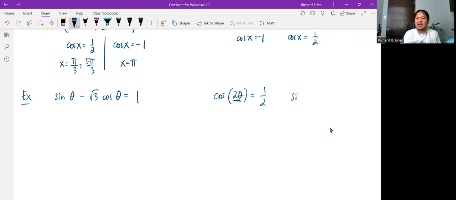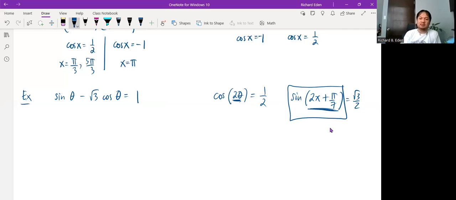Or suppose what you have is sine of 2x plus pi over 7 equals square root of 3 over 2. You don't need to do anything with 2x plus pi over 7 because you're fine just having a single trigonometric function there. Unfortunately, here we have two different trigonometric functions. But what if we can convert this so that the left side will be just one trigonometric function?